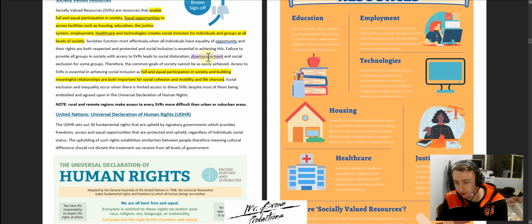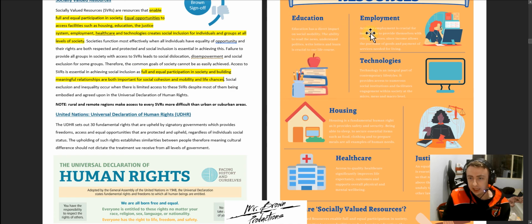That could be an introductory sentence to any essay about socially valued resources and why they're important. Okay, you get a question, explain the importance of it. This could be a point. If you get assess the importance or assess the impact of, you can always use that sentence. That's a really good one to have.